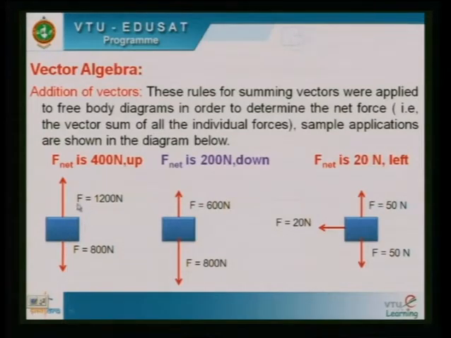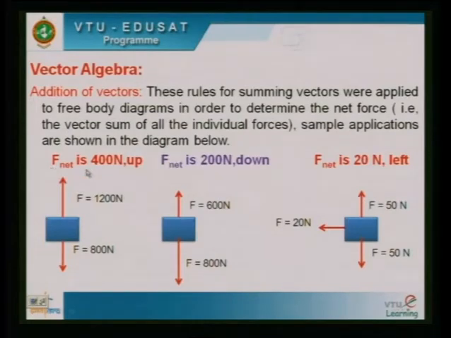So here they have given the force. What is the force? 1200 Newton upward direction force we are applying, right? Similarly, 800 Newton in the downward direction. Our aim is to calculate the net force on the body. Why can't we use the addition operation here?